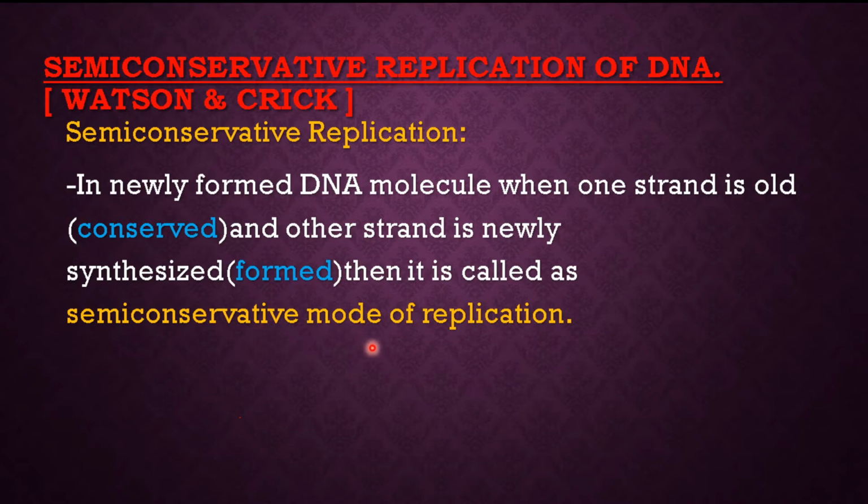I'll explain this properly with the help of a diagram, but at present you have to keep in mind we are going to study semi-conservative replication of DNA. We are studying how DNA gets replicated or multiplied, and why it is called semi-conservative: because DNA has two strands, out of these two strands one strand is the older one, the conserved or parental one, and the other strand is a newly formed strand. So this is called semi-conservative replication of DNA.